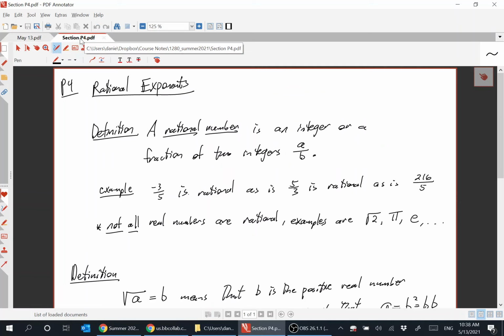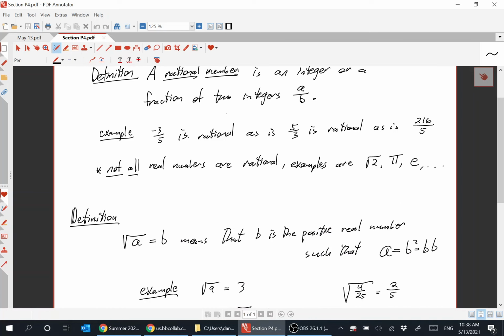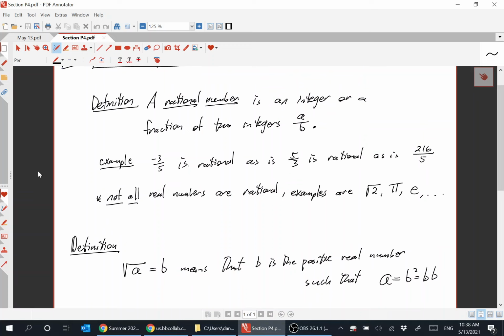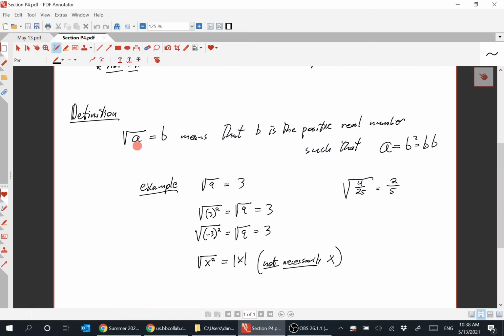Let's move on to section P4 and continue our discussion there. It's a short one, and then we'll do a few problems in here, which are like stuff in P3 as well. So we were defining the square root of a and what that means. The square root of a equal to b means that b is the positive real number such that a is equal to b squared. So defining the square root in terms of integer exponents.